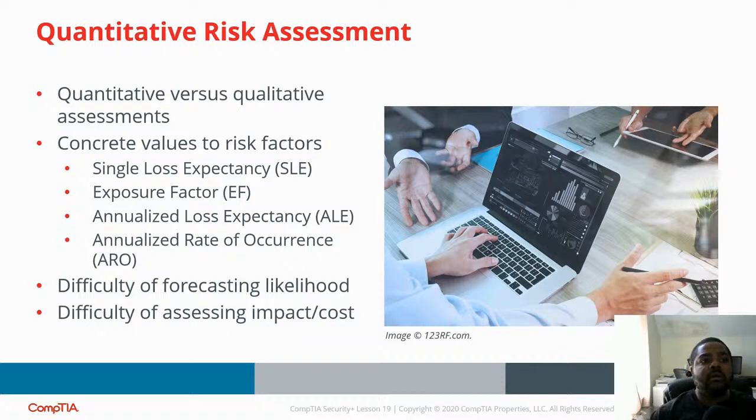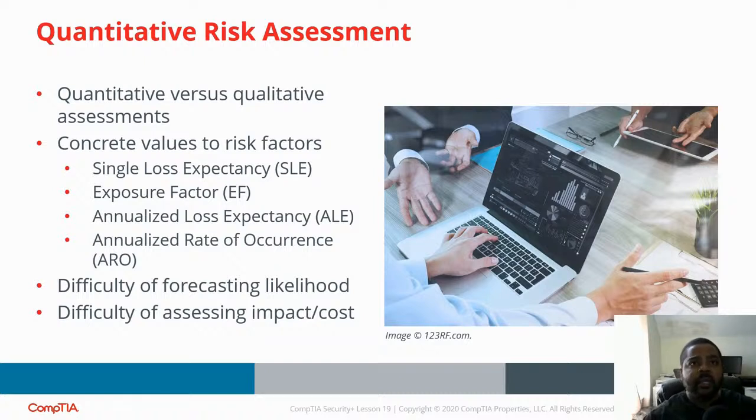And just understand that when you're talking about quantitatives, you're probably going to deal with these different risk factors here. You're going to deal with SLE, single loss expectancy, your exposure factor, and then you also have an annual loss expectancy and an annual rate of occurrence. So all these things factor in to how we actually get this assessment in a percentage wise of how do we determine if we stand a high risk of this vulnerability or if it's relatively low, right?